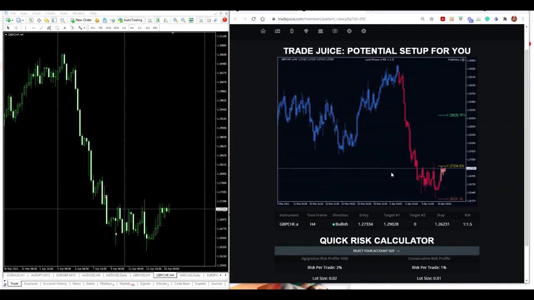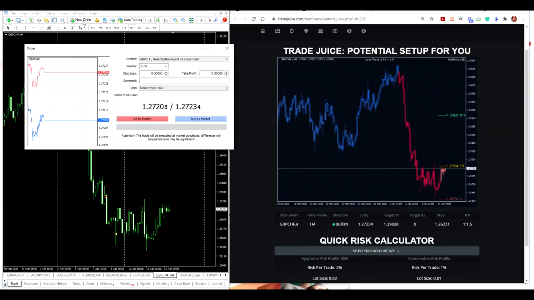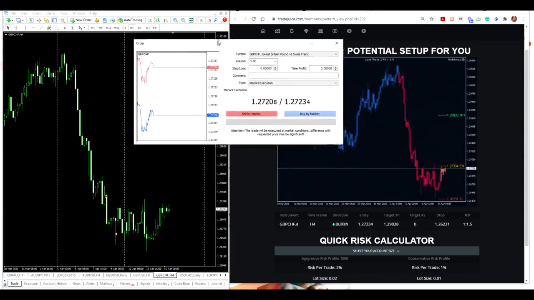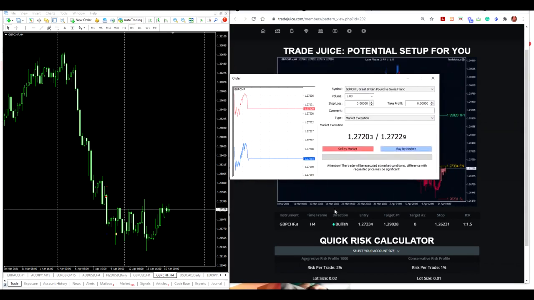Let's see what the chart looks like. It looks identical to mine. That's where the entry point should be. The take profit target is there, and the stop loss down here. So all I need to do to enter this trade is to open up the charts and then look to see where it tells me to enter.